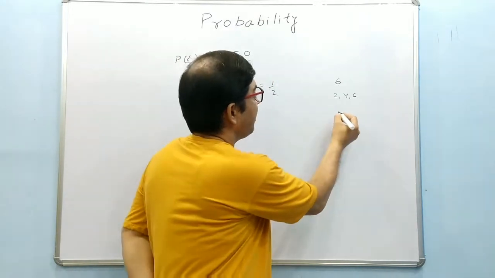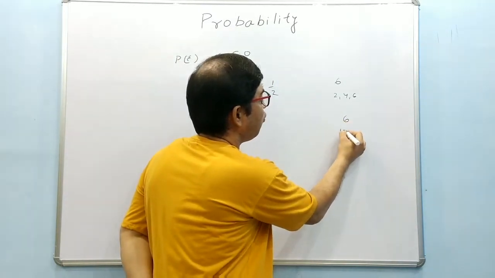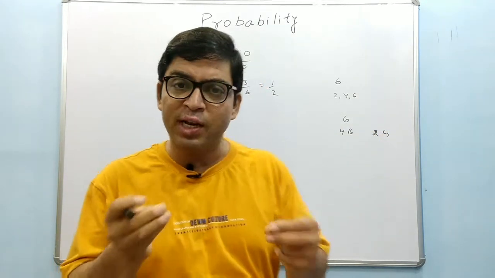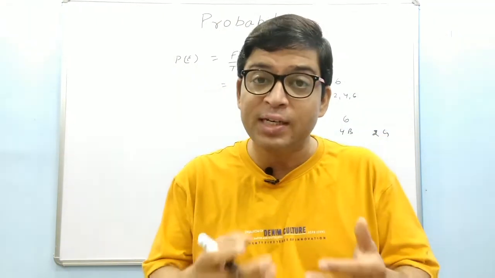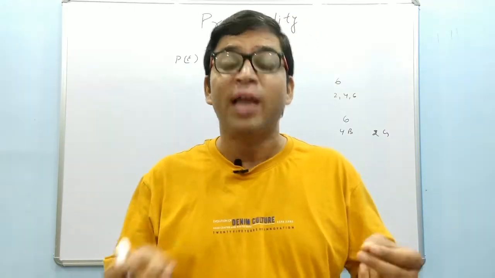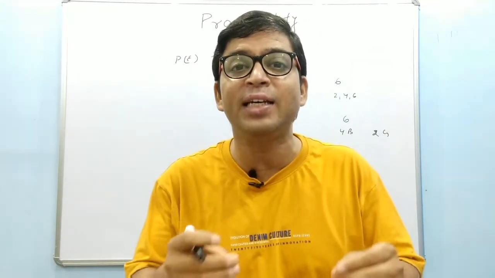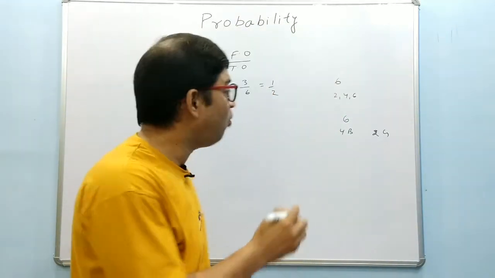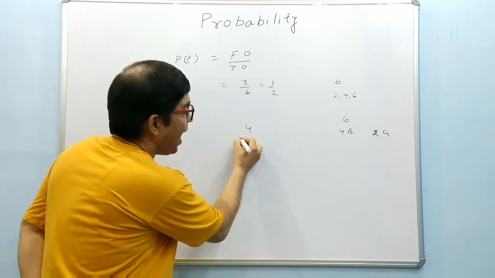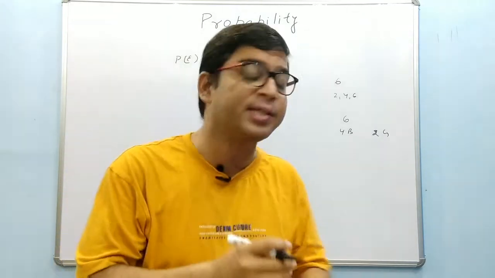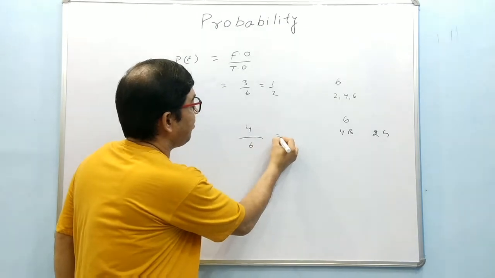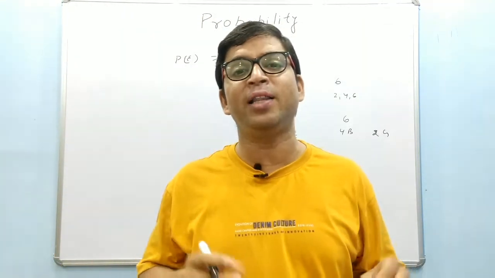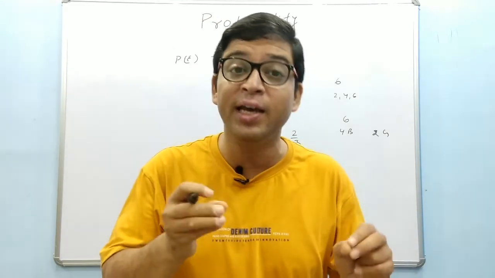Suppose in a class 6 students are there, out of which 4 are boys and 2 are girls. I have to select one student who happens to be a boy. That means find the probability of selecting a boy from 6 students. So favorable outcome here is 4 and the total outcome is 6. So probability is coming out to be 2 by 3. In this way we have to find the probability of any event.